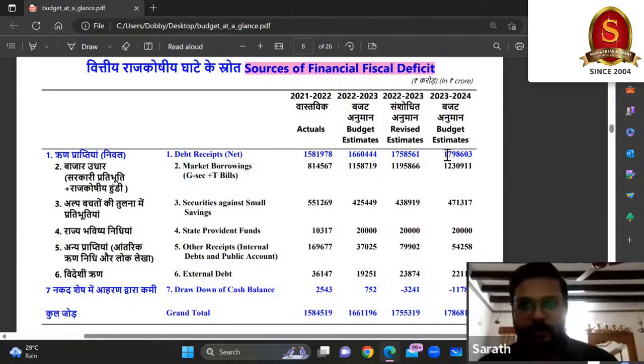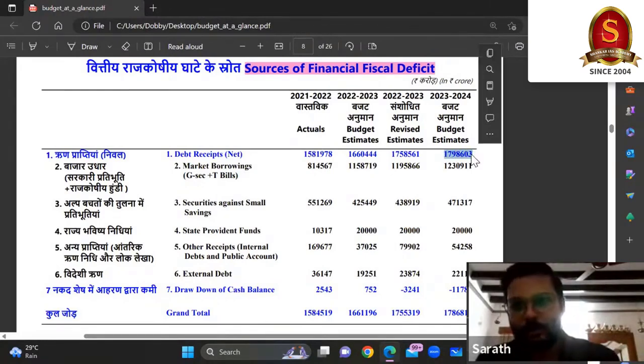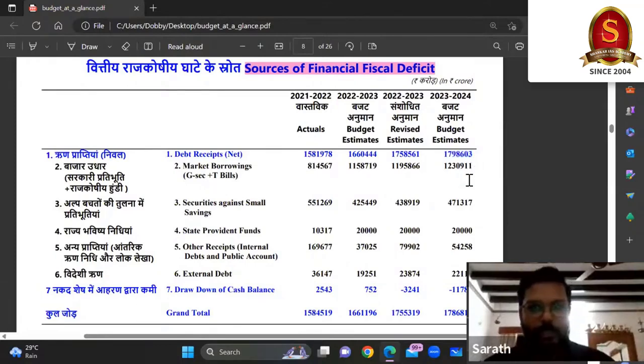The total debt receipts in the budget estimates is this much. So roughly 18 lakh crore. Of 18 lakh crore, 12.3 lakh crore is in the form of market borrowings, which is close to 70%, because assume it to be 18 lakh and 12 lakh, 12 lakh out of 18 lakh is 2/3, right? So 2/3 is 66.5%. So roughly 70% of the total borrowing that the government does is in the form of market borrowings. Okay. In terms of borrowing, that is a major source.